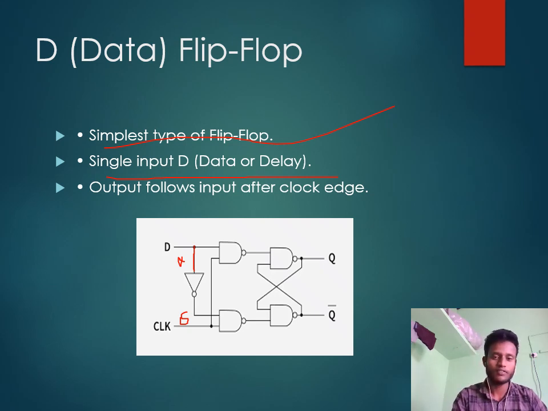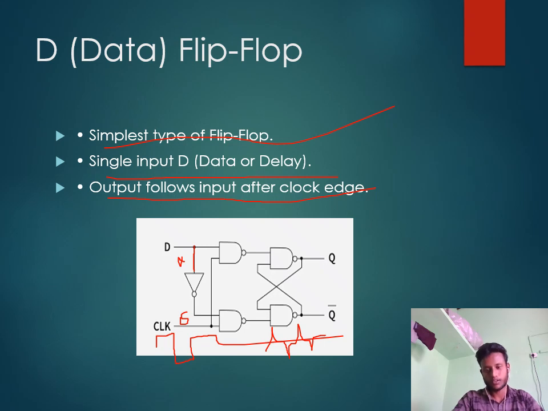D is nothing but data or delay. Single input D. Output follows input after the clock. After we give the clock, you can use a level clock or an edge trigger. You can give any clock, edge clock or level clock. In this D flip flop, when we give 1, the output is set condition. When you give 0, it is in reset condition.